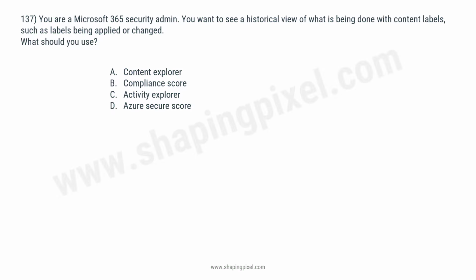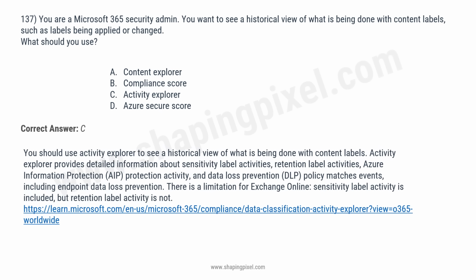Question number 137. You are a Microsoft 365 security admin. You want to see a historical view of what is being done with content labels, such as labels being applied or changed. What should you use? Options are Content Explorer, Compliance Score, Activity Explorer, Azure Secure Score. So the right answer here is option C, Activity Explorer. So let's jump on to the next question.